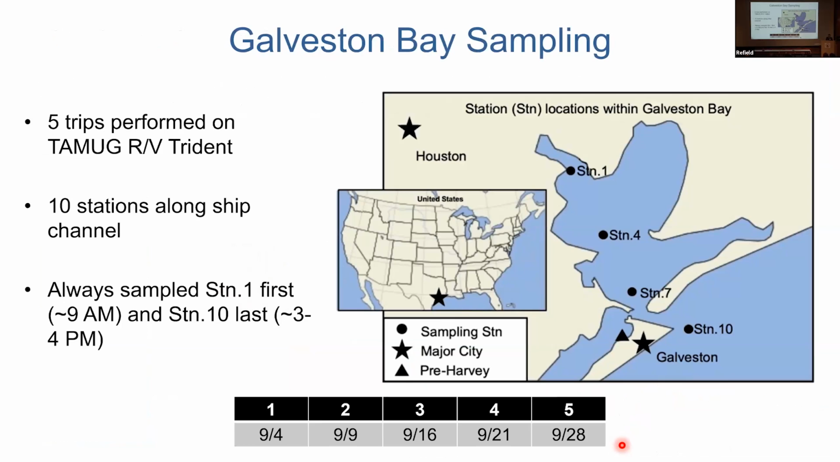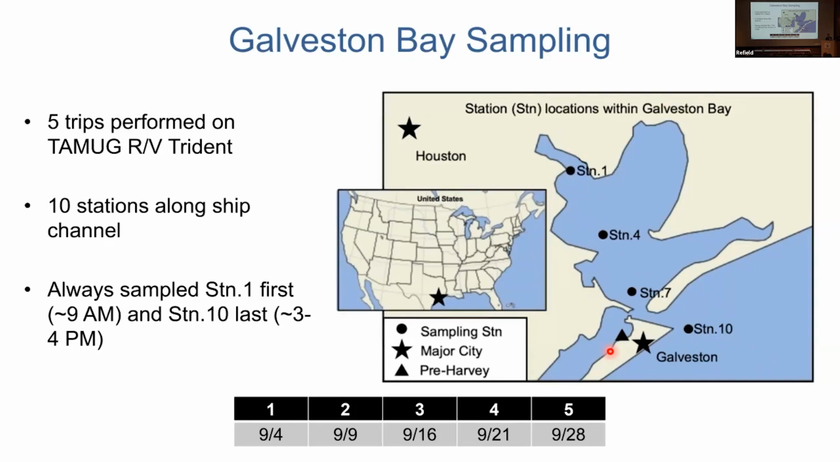Over the 5 weeks following the storm, we did 5 trips on one of TAMUG's vessels, the RV Trident, sampling 10 stations. I'm going to talk only about 4 today because what I do is metagenomics, and I couldn't handle 10 times 20 liters. I could handle 4. They go from the San Jacinto River all the way to the Gulf. We always sampled the same transect, starting at station 1 in the morning and station 4 in the afternoon. They're not perfect, but here we have Galveston, and the triangles were my pre-Harvey samples. I had just set up my lab and bought the system to concentrate viruses, and I was like, scored, it works, now I can buy more.